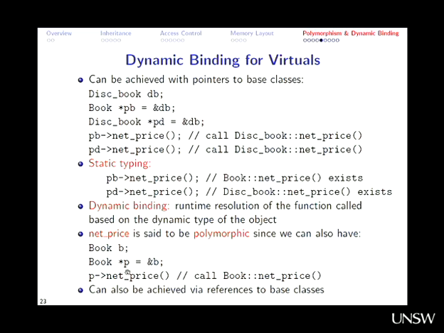we can also create a pointer to a book, but assign a book object rather than a discounted book, which is up the top, and call net price through P, and this time it'll call book net price. And again, this can be done with references.